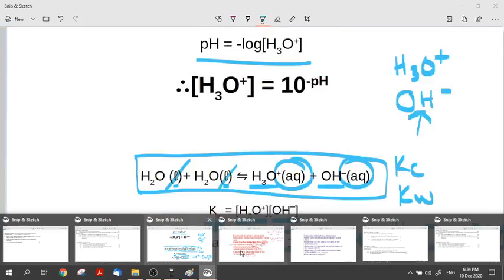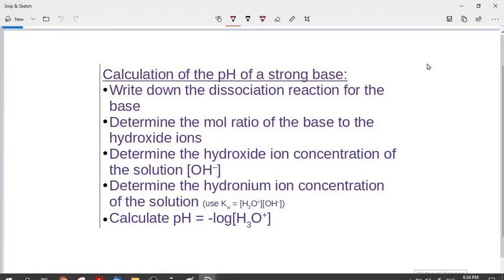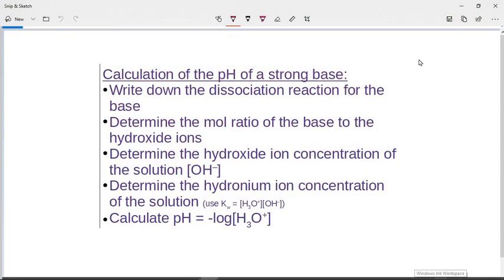So now I'm going to show you what will happen if you want to calculate the pH of a strong base. You have to write down the dissociation reaction again. For instance, sodium hydroxide will split up into the sodium ion and the hydroxide ion. And so there's a ratio of 1 mole of sodium hydroxide to 1 mole of hydroxide ions.